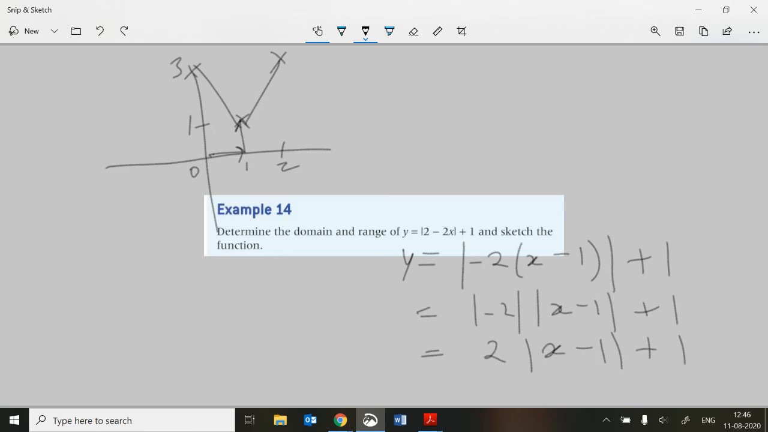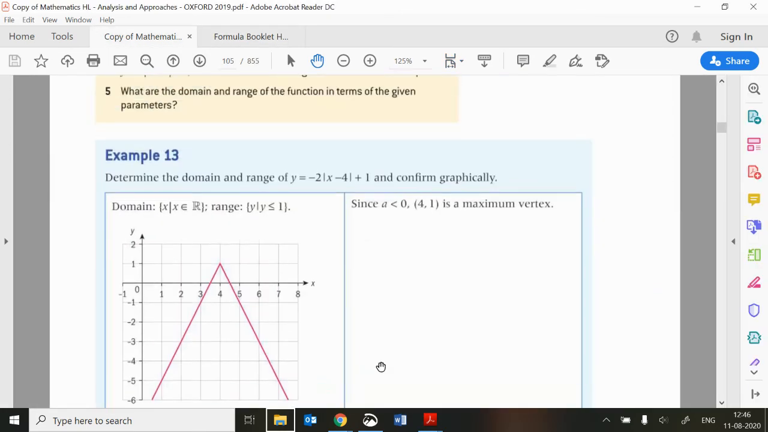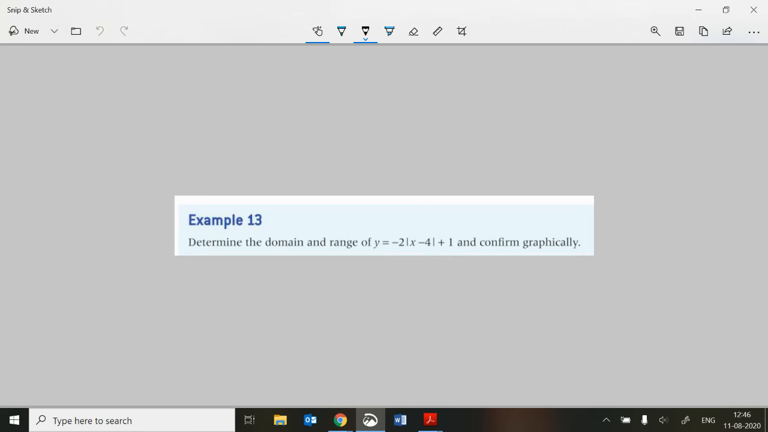Okay, so I said I was going to deal with an alternative version of this, an alternative way of dealing with these questions. So let me go back to example 13. Okay, so example 13 is this one here. Now, you could deal with this one by building up, by starting off with this here. We're talking about, to start off with, what's the modulus of x minus 4 graph? Well, first of all, what's the graph of x minus 4?